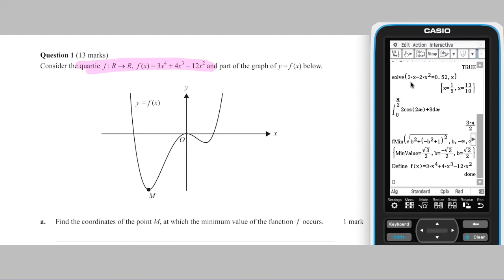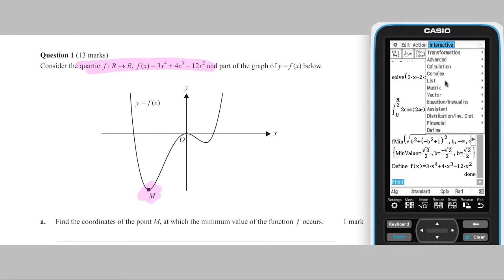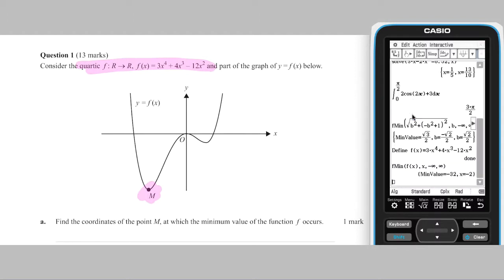Our first computation is to find the coordinates of the point M, where M is the minimum value of the function. I'm going to compute this using the fMin command, giving us coordinates x equals -2 and y equals -32.